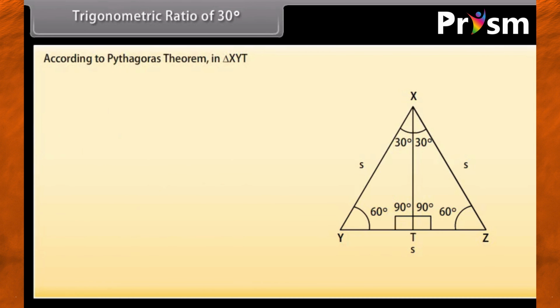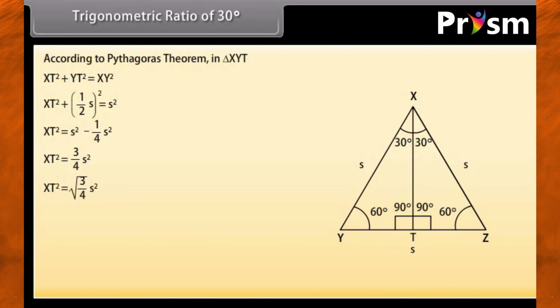According to Pythagoras theorem, in triangle XYT, XT square plus YT square is equal to XY square. By substituting the values, we get XT square plus 1 upon 2S whole square equals S square. Now, by calculating it, we get XT square is equal to 3 upon 4 S square, so XT is equal to square root 3 upon 2 S.